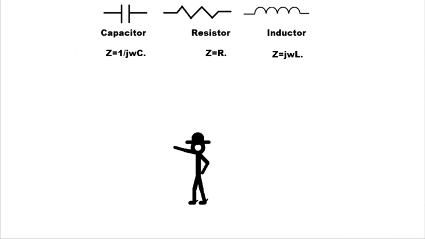Well, I have three weapons, which are capacitor, resistor, and inductor. The value of impedance for a capacitor is Z equals 1 over j omega C. For an inductor, it is equal to j omega L, where L is the inductance of the inductor. And for a resistor, it is equal to R, where R is the resistance of the resistor.